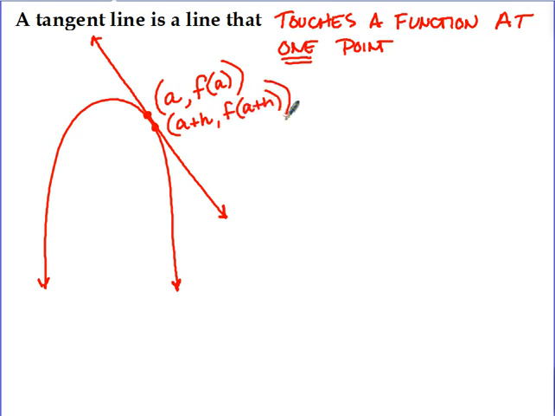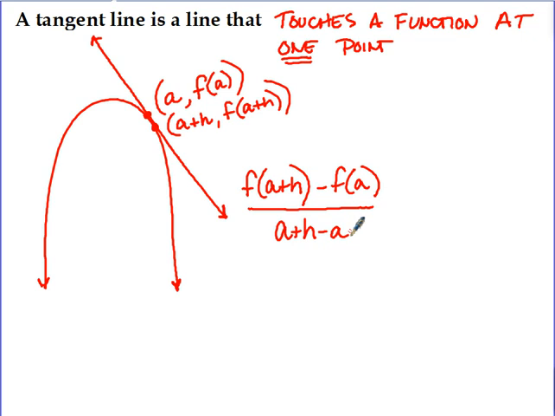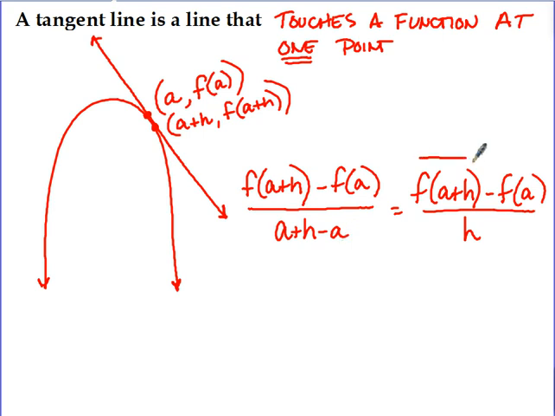So if I wanted to find the slope of that, remember slope is y2 minus y1 over x2 minus x1. So that's going to be f of a plus h minus f of a, that's y2 minus y1, over x2 minus x1. That gives me f of a plus h minus f of a over h. Notice that my a's subtract away. This right here gets a special name. This is called the difference quotient.